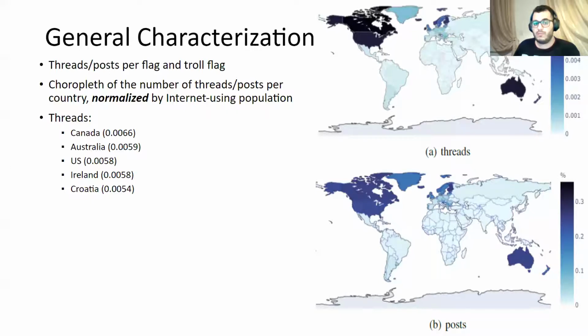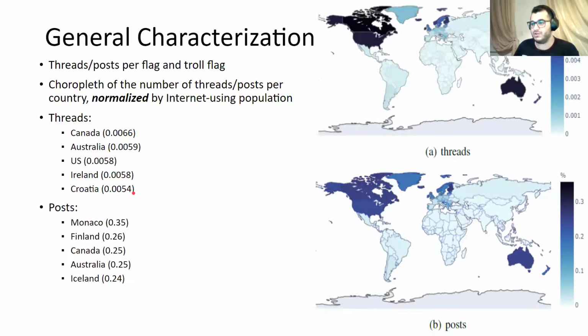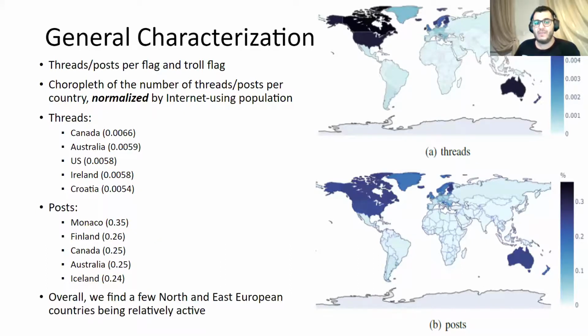So when we normalize the data, we see that actually the US is third when it comes to the thread posting activity. And there are other EU countries that have the top 5 position. Also, when it comes to posts, we see that the US doesn't even cut the top 5. I think that is an interesting finding that many North and East European countries are being relatively active on the board.